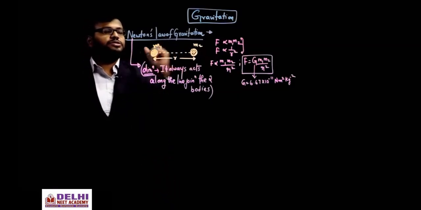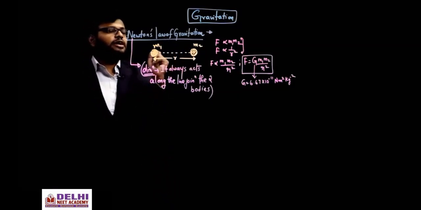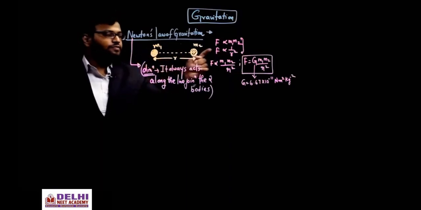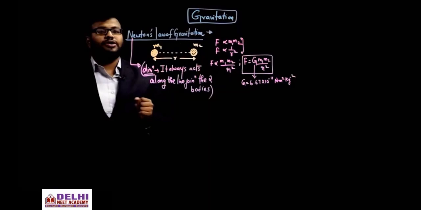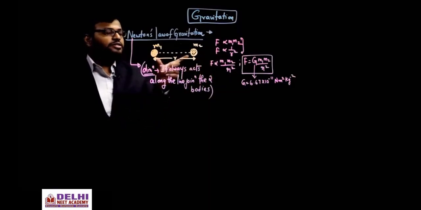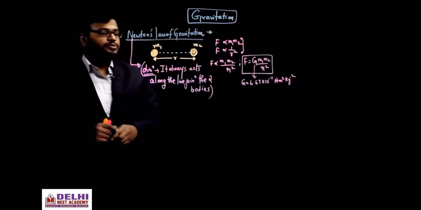That is what Newton's law of gravitation tells, that every particle in nature, because of its mass, will attract other particles with a force that is directly proportional to the product of their masses, and inversely proportional to the square of the distance between them, and this force always acts along the line joining the two centers.